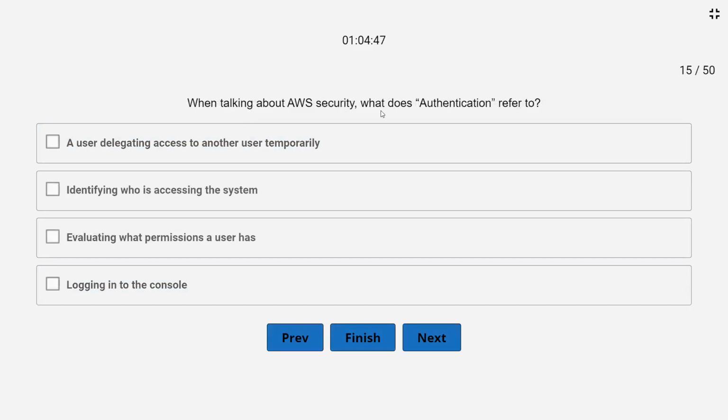Anyway, yeah. So when talking about AWS security, what does authentication stand for? We have answered this one already.